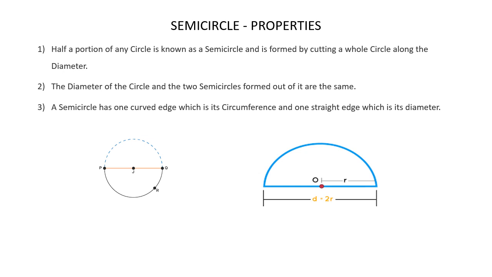A semicircle has one curved edge which is its circumference and one straight edge which is its diameter. Now look at this figure. This is a figure of a semicircle. As you can see here, this semicircle has one curved surface which is its circumference and one straight edge which is its diameter.